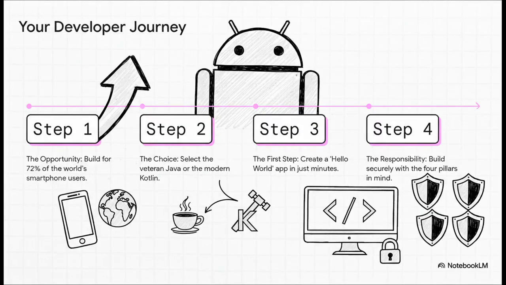So let's do a quick recap of the journey we've just mapped out. We started with this incredible opportunity to build for 72% of the world's smartphone users. We looked at the choice you have to make between the veteran Java and the modern Kotlin. We saw that your very first app is literally just a few clicks away. And, most importantly, we've learned about the critical responsibility to build everything securely.